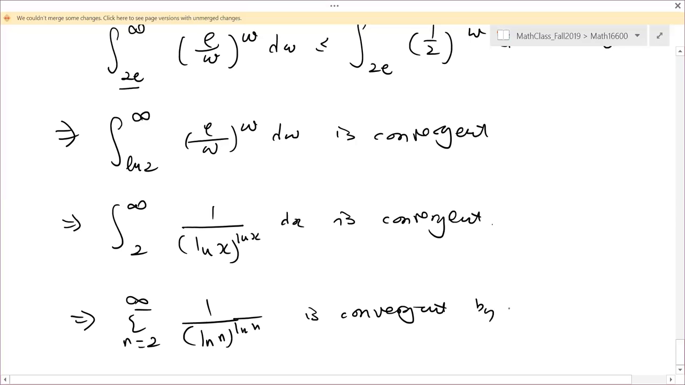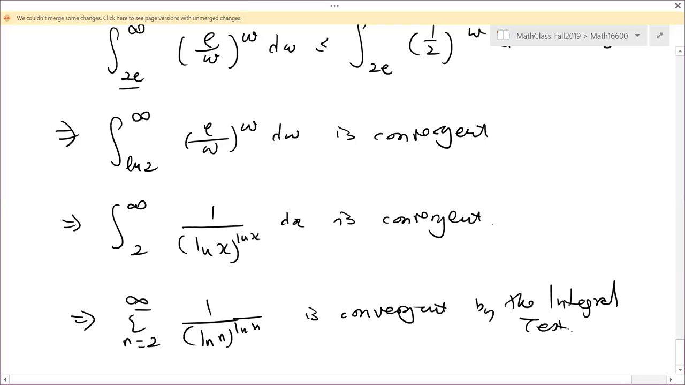By the integral test. I have a sense this is convergent because the power, natural log of n, is getting larger.